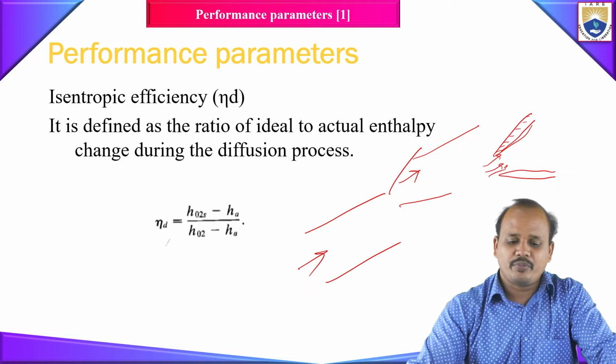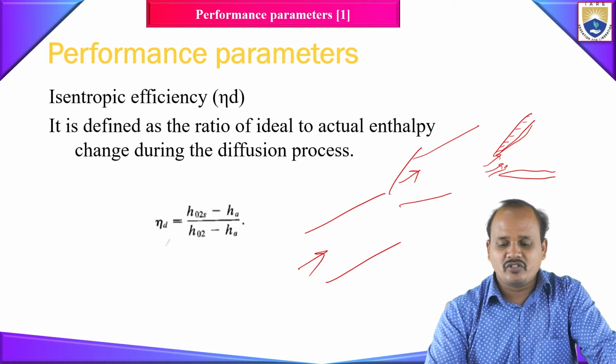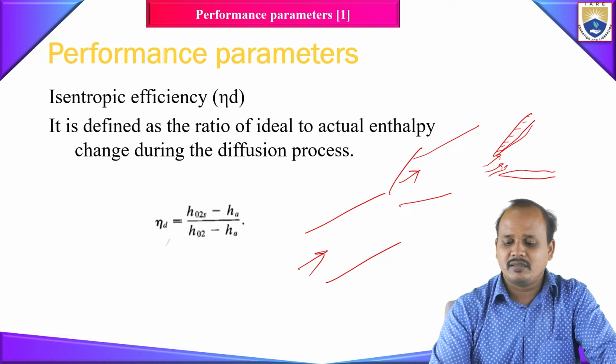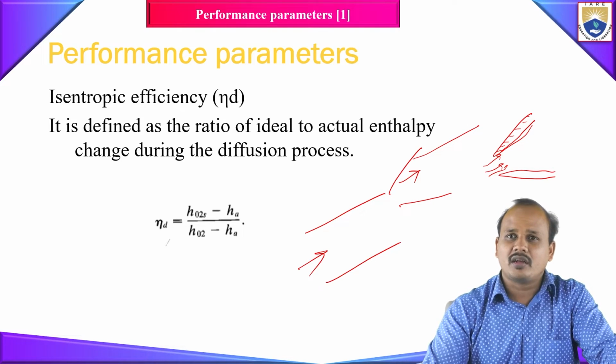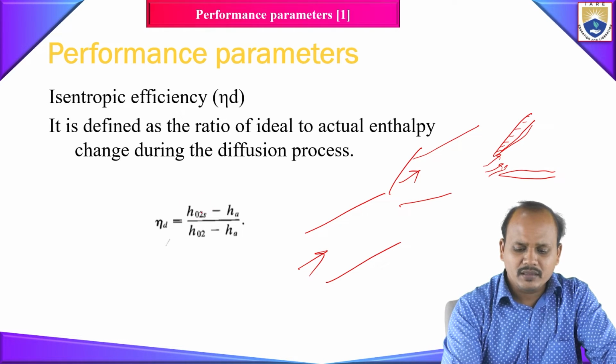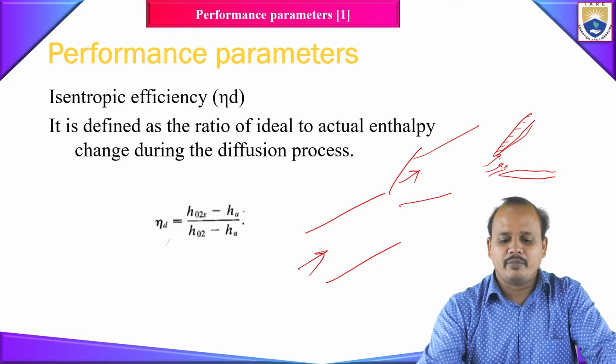So this isentropic efficiency here is the ratio between the enthalpy change during your ideal process, that is the isentropic process, meaning there is no frictional loss or no loss in that particular flow process. So what is this H02? That is the total enthalpy. HA is the static enthalpy of your flow.